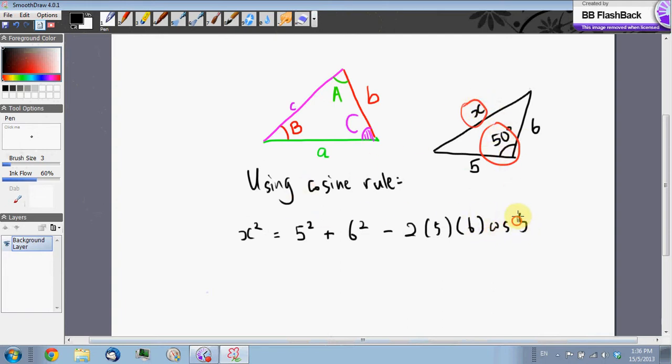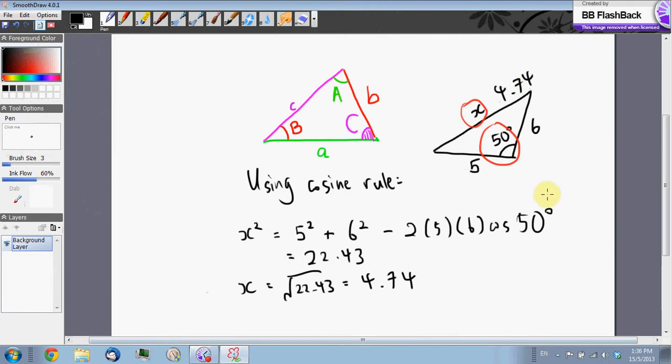This angle, correct, 50 degrees. If you type it into your calculator, 2 times 5 times 6 times cosine 50, you will get 22.43, and x is equal to the square root of 22.43, which is equal to 4.74. So this will be 4.74.